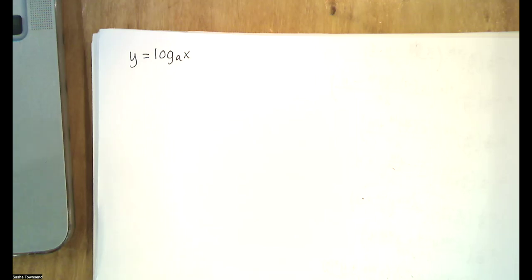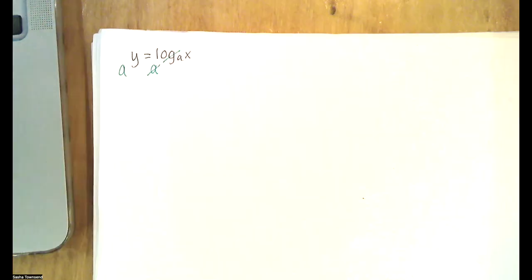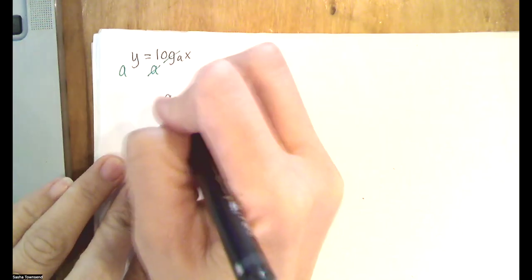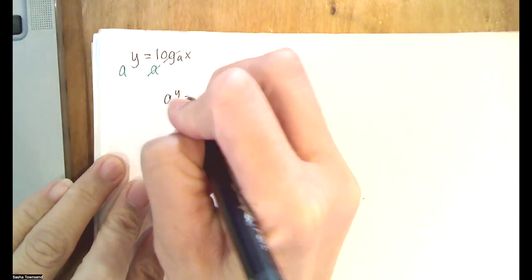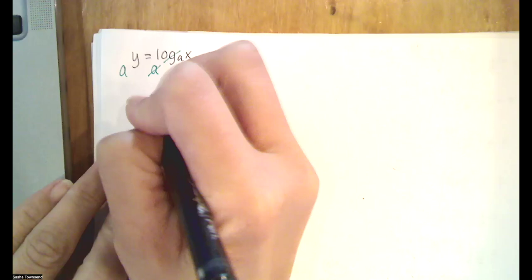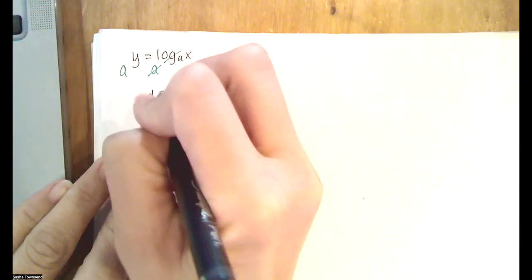Similarly, we can find a rule for log base a of x by exponentiating both sides. Since these are inverse functions, they undo each other, and we'll have a to the y on the left-hand side equals x on the right-hand side. We differentiate both sides with respect to x.